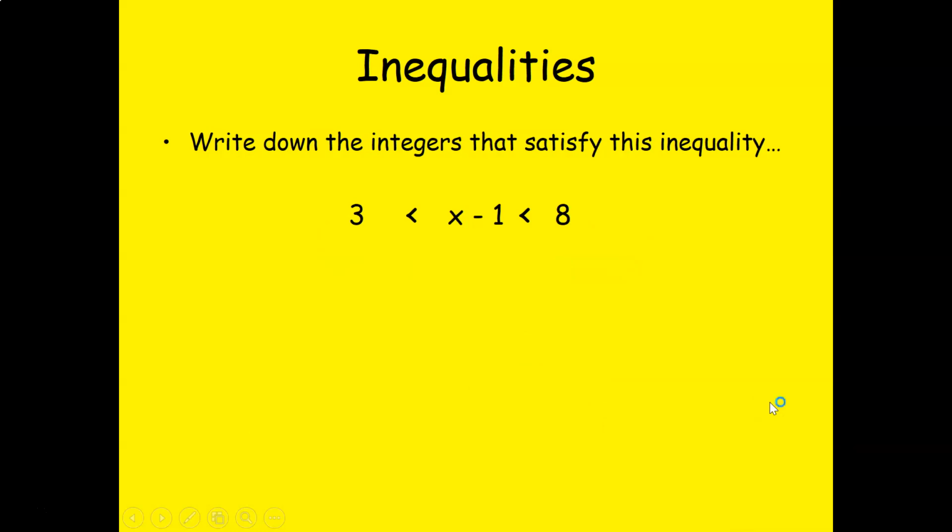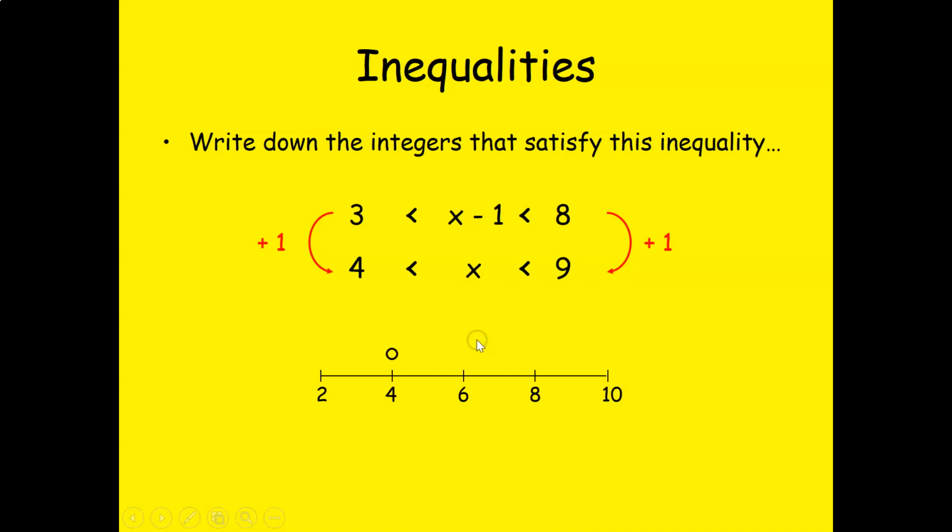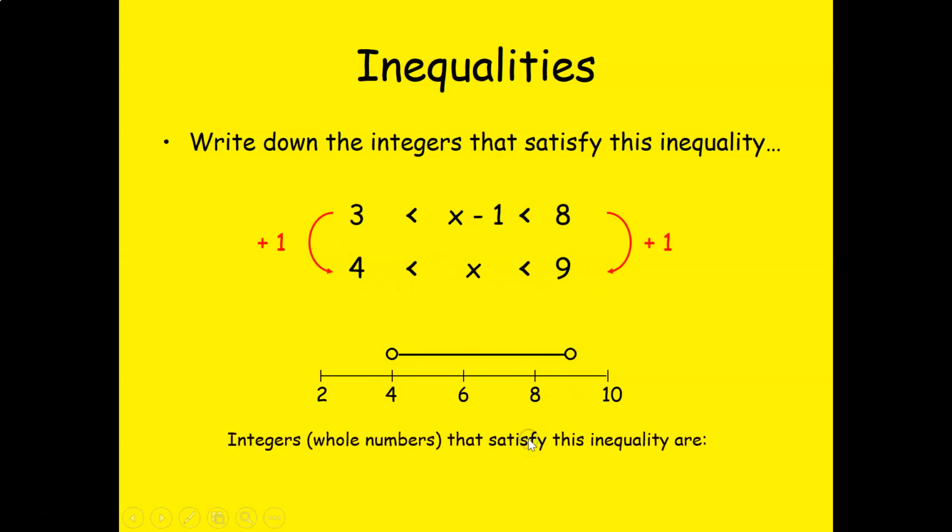Write down the integers that satisfy this inequality. X minus 1 is greater than 3 but less than 8. Add 1 to both sides of the equation because we have here minus 1. So we have x is greater than 4 but less than 9. And the graph is this. A circle on 4 and a circle on 9 because there are no equal signs.